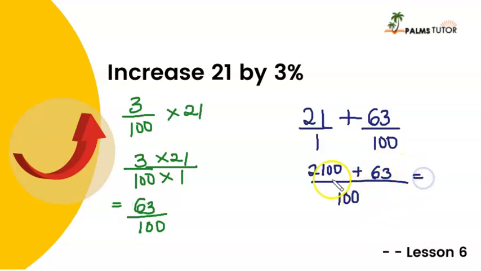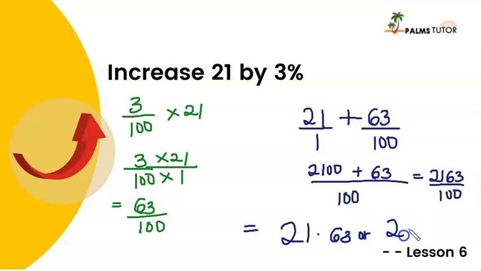So this gives us what? 2,163 over 100. If you want to leave it in decimal, we have 21.63. Or as a fraction, we have 21 whole number, 63 over 100. So that's the value of 21 increased by 3%. We'll first have the value of that increase, and then we add it to the original value.